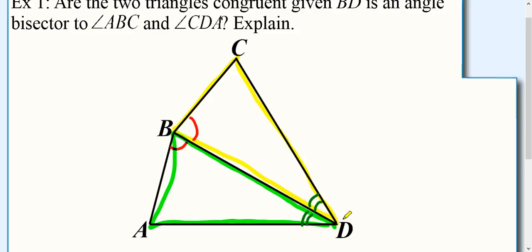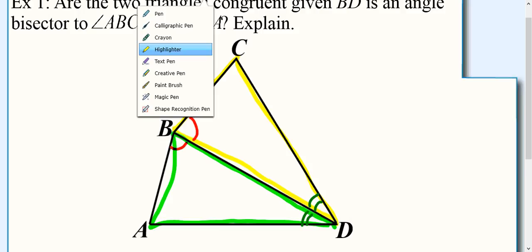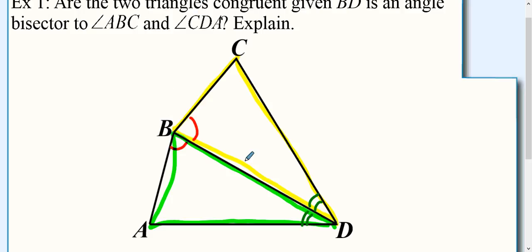And when you trace them out like that, I think it's pretty easy to see that we did the same side twice. They both have BD. And it's obviously congruent to itself. That's called the reflexive property from last lesson.